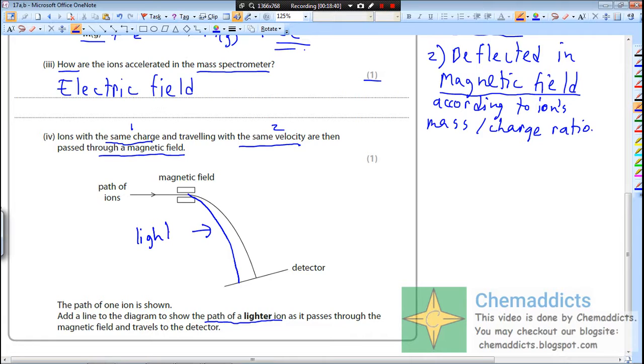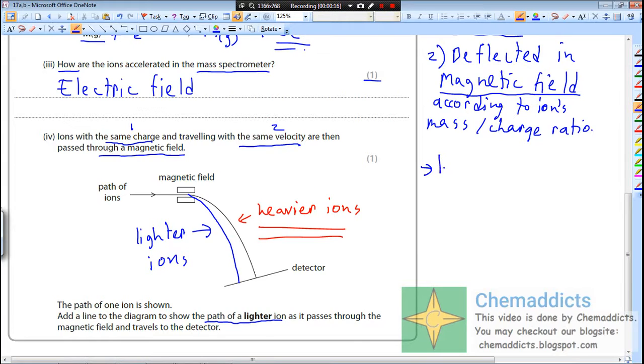Lighter ions, and this is the path for heavier ions. So this is the path for heavier ions, and this is the path for lighter ions. Now let's differentiate why this path should be for lighter ions and why this path should be for heavier ions. So here let's see why.